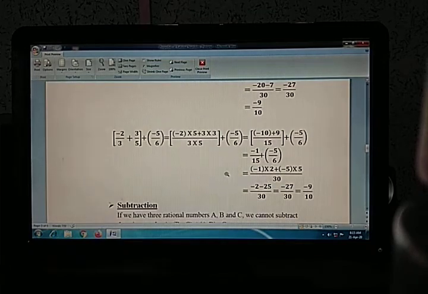Let us see if we do the other way around. If we take the first two rational numbers inside the bracket, the answer is the same, minus 9 by 10. So we can say the associative property holds in case of addition operation.